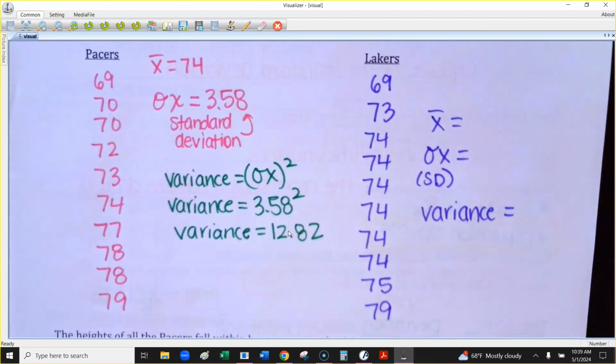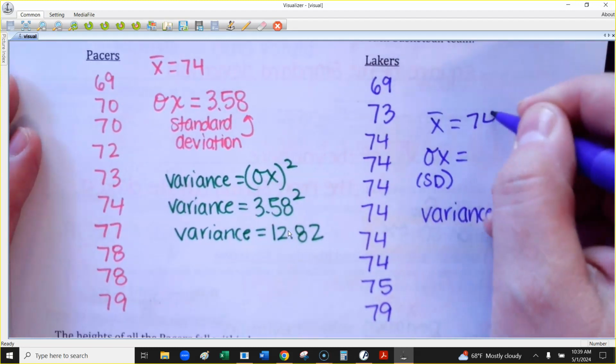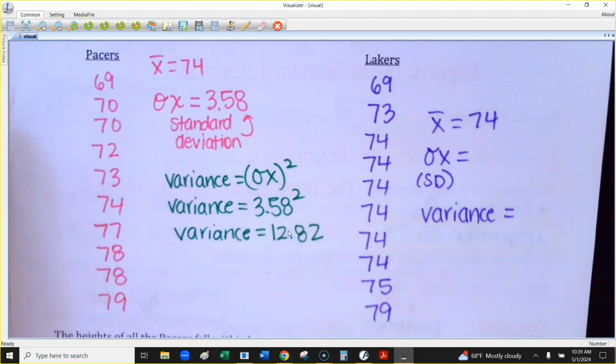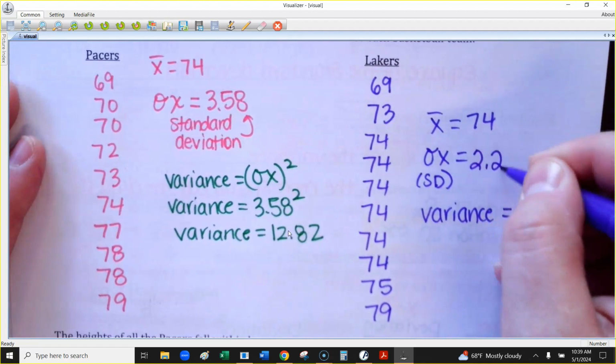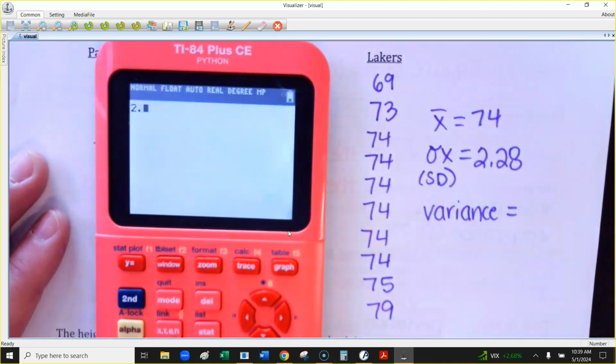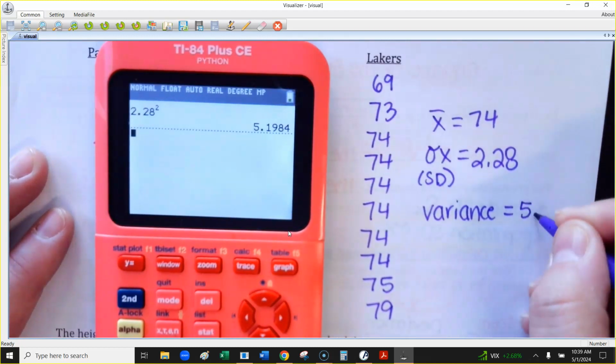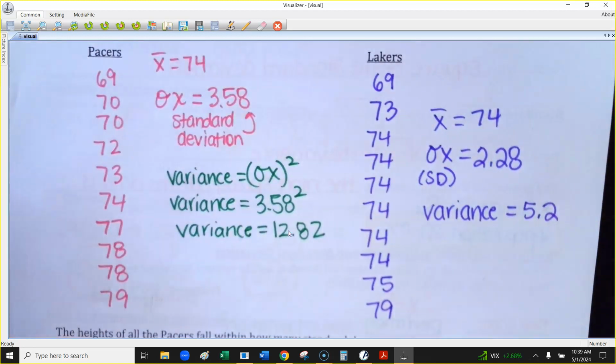Anybody get the mean for the heights for the second team? Like what the average was? This one should be 74. Did anybody get the standard deviation? 2.28, yes. And then all you have to do, is anybody not getting that? I'll come look at your calculator if you're not. And then just to get the variance, you just take that 2.28 and we're going to square it. So let's say like 5.2 to 2 decimal places there.